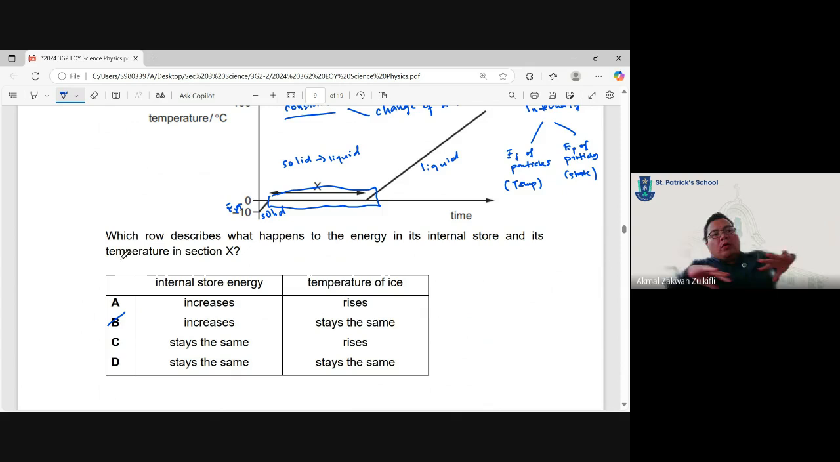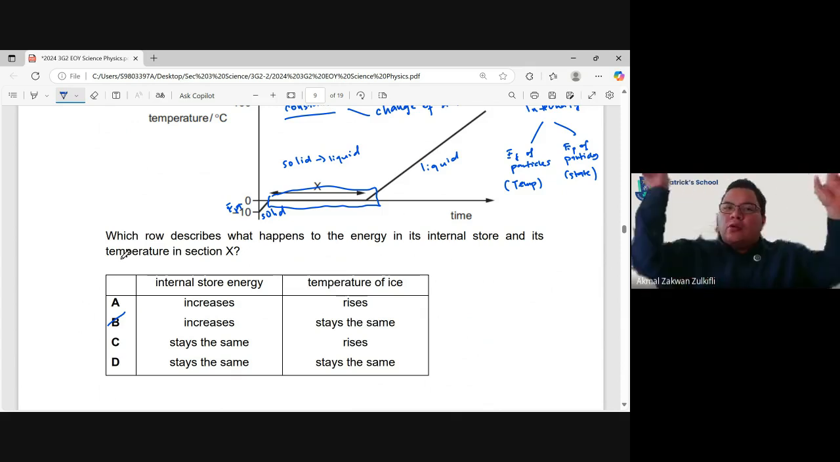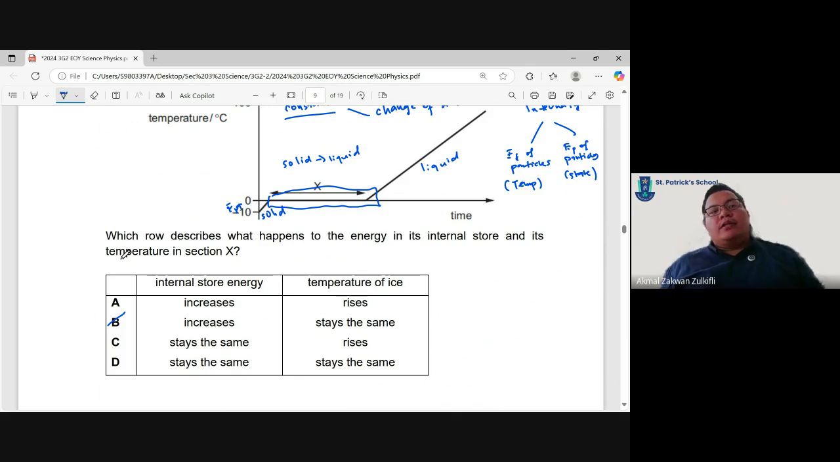I know I'm going through a lot here. The answer is very simple: internal store increases, temperature does not increase. Why am I going through the whole thing over and over again? The reason is to get used to this kind of thinking, so that if you encounter tougher questions in Section B, a common question they like to ask is, why does the temperature not change? Explain using energy changes the temperature during period X, for example. These are important things that we need to know. So go back to this.